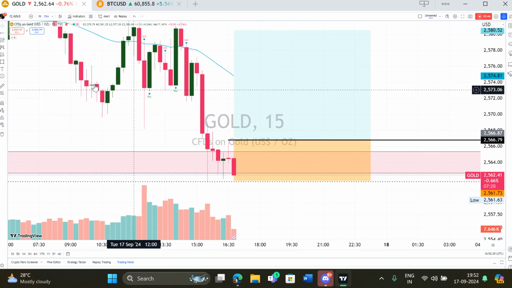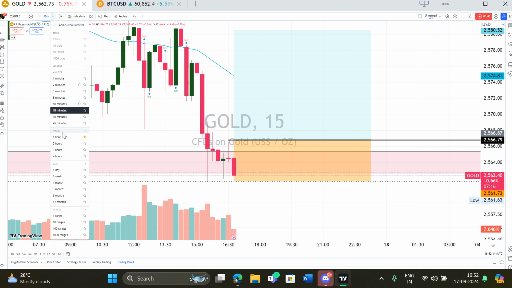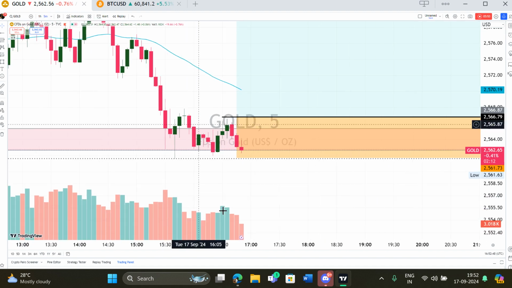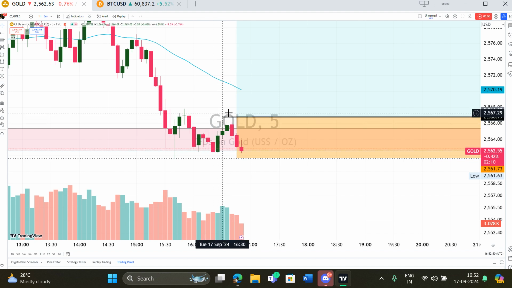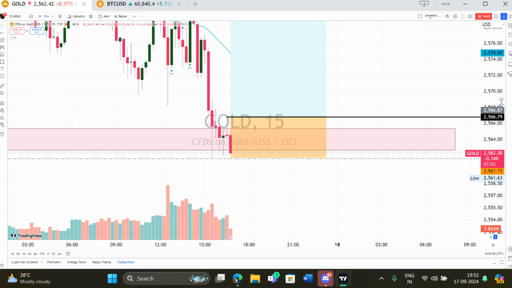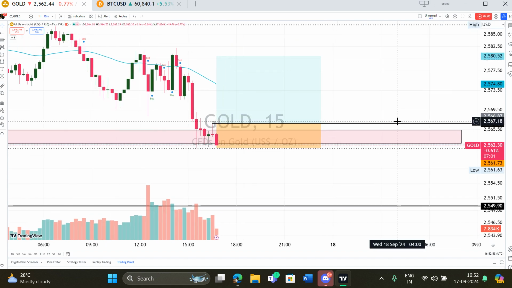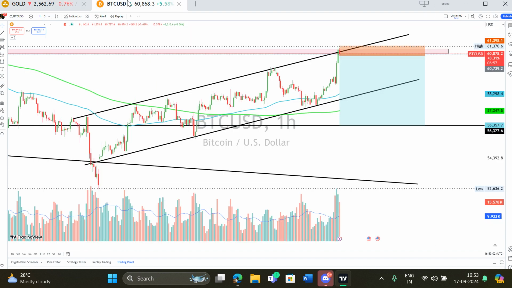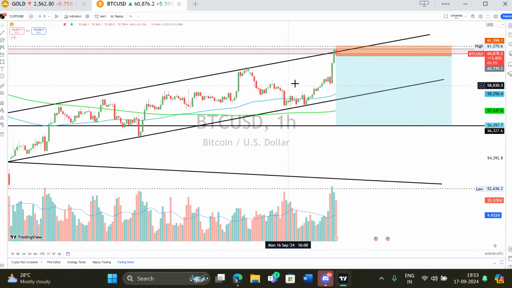So we use already 15 minutes. If I go in 5 minutes, we see lots of candles here, but we just get confused, because if we are using 5 minutes, we just need to buy only from the 2566 level. So we just use 15 again. You don't want to see anything on 5 and 1 minute. You have to use the right time frame, right?